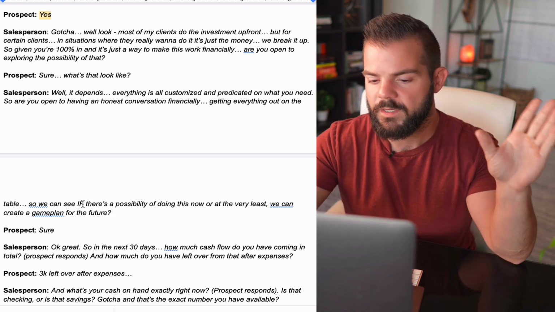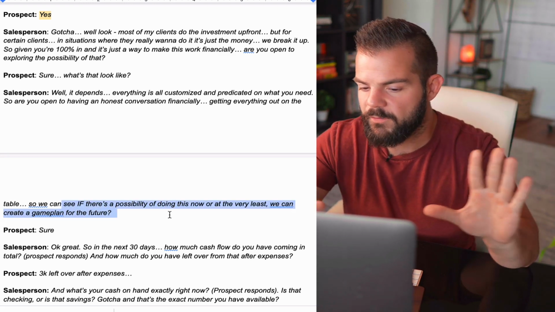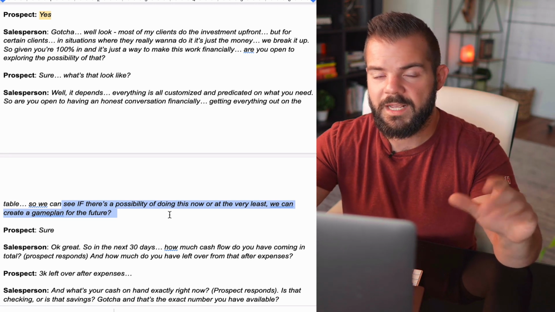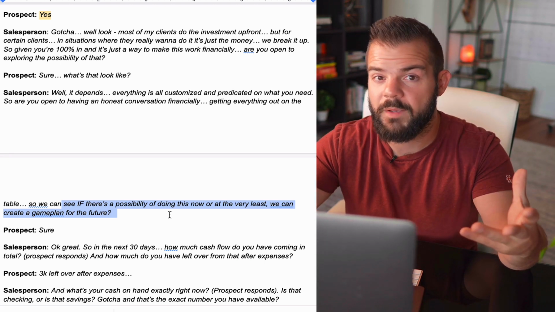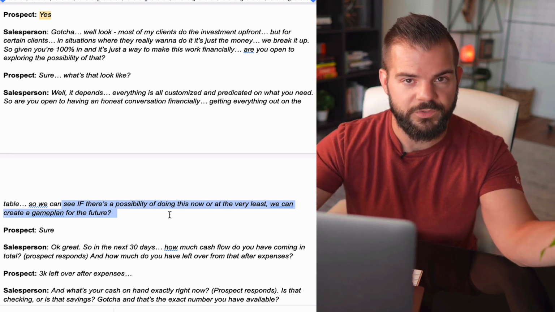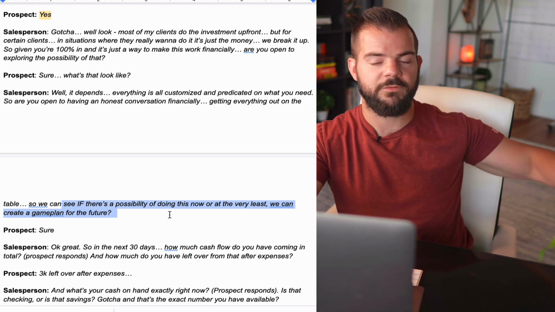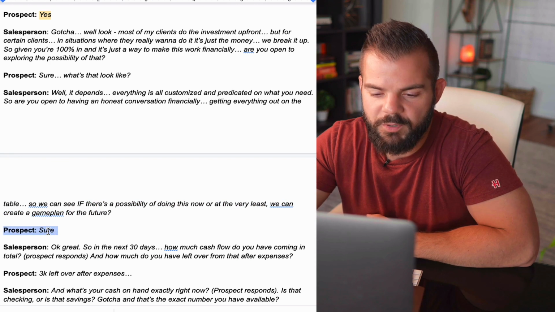And so we're staying very, very kind of neutral here. All right, and that way, because we also don't want them to think if they give us how much money's in their bank account, that we're gonna high pressure close them. So it's kind of removing the risk of them giving us that information. So the prospect says, sure.